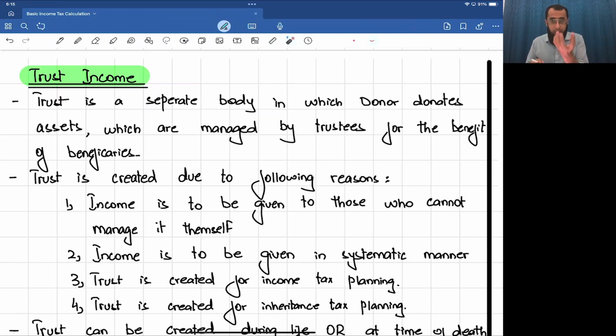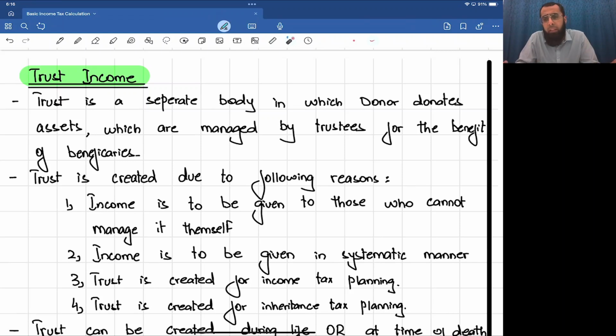In a trust, a separate body, a donor gives the assets. Those assets are managed by the trustees. And the benefit of this trust, the income of the trust, is given to the beneficiaries. Let me repeat it. A trust is a separate entity in which one party, the donor, gives the assets. Those assets are managed by the trustees and the income of the trust is given to the beneficiaries. Now you must be thinking about why this trust is created.